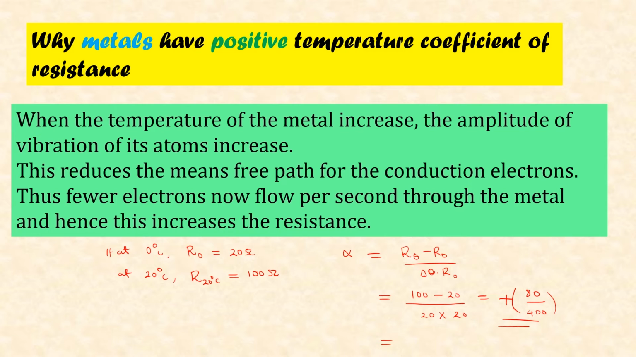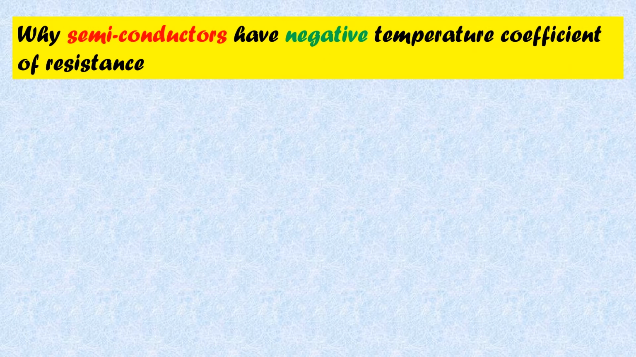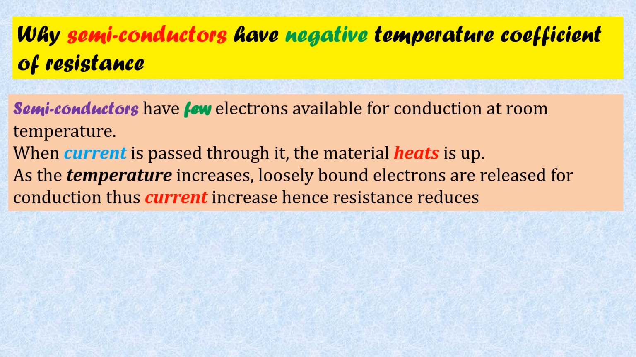Now semiconductors have a negative temperature coefficient of resistance, and we want to understand why they have a negative temperature coefficient of resistance. We know that semiconductors have fewer electrons available for conduction at room temperature. So when the current is passed through it, the material heats up. As the temperature increases, loosely bound electrons are released for conduction, thus the current increases. Hence the resistance instead reduces.